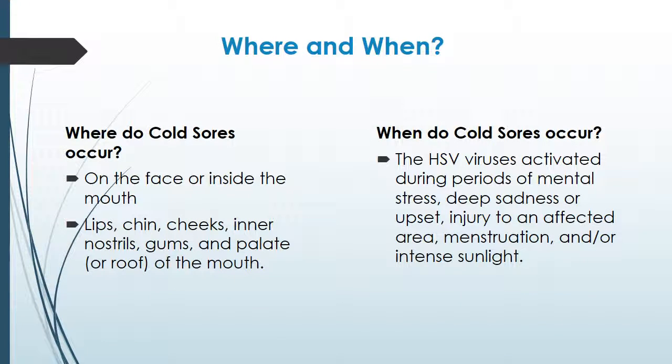Where do cold sores occur? Cold sores occur on the face or inside the mouth. Some of the most common places that cold sores have appeared include the lips, chin, cheeks, inner nostrils, gums, and roof of the mouth. When do cold sores occur? The HSV virus can be activated during periods of mental stress, deep sadness or upset, injury to an affected area, menstruation, or intense sunlight.